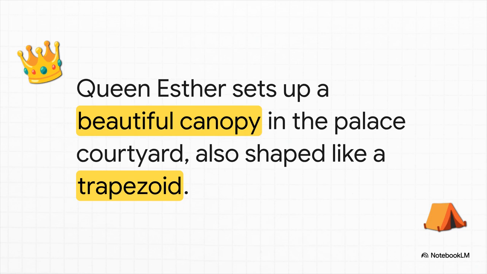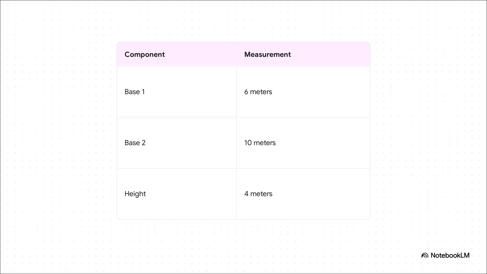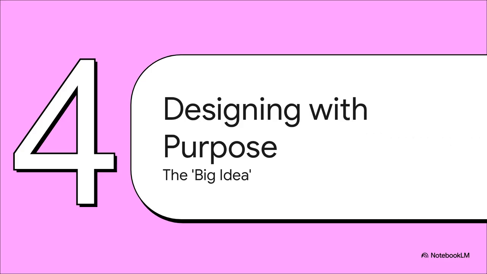For our final example, we're with Queen Esther. She's putting up this beautiful canopy for a huge royal banquet. You can just picture it, right? A big, elegant covering in a palace courtyard. So let's look at the numbers here. The bases are 6 and 10 meters, and the height is 4 meters. By now, you know the drill. And to get our final answer, 32 square meters. So you've got 3 totally different stories, 3 different sets of numbers, but it's the same exact math principle at work every single time. So we've seen how the lesson works, mechanically.